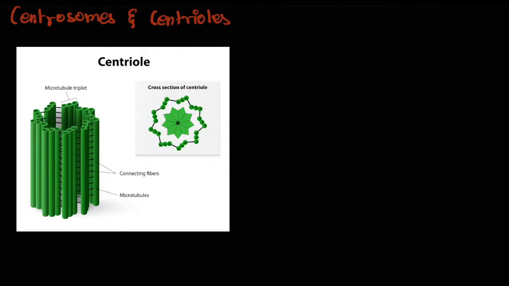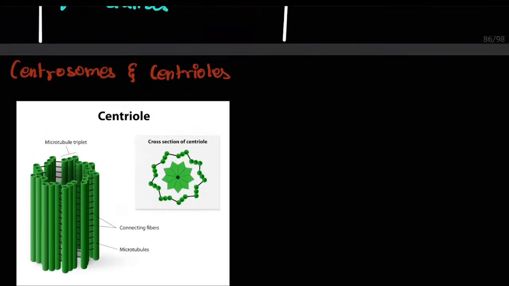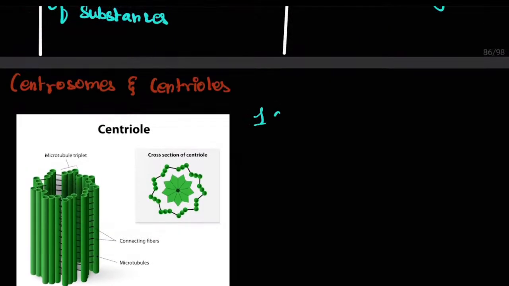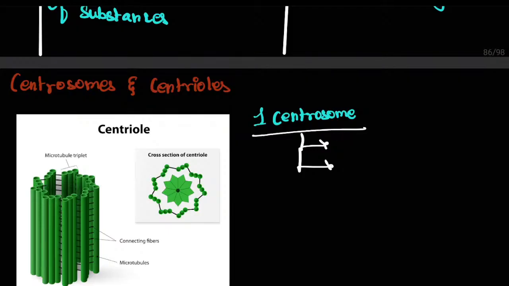See, this is how the centriole will look. That's very simple. I'll talk about the centriole structure, but first of all we will talk about the centrosome structure. In a centrosome, two centrioles will be present in a single centrosome, as you can see. Now, how will this look? This is how it will be.